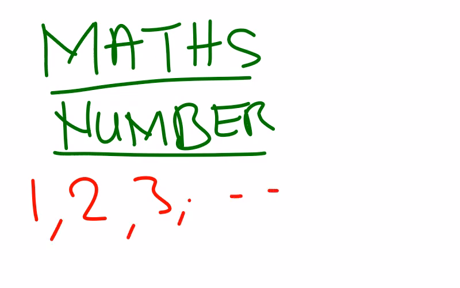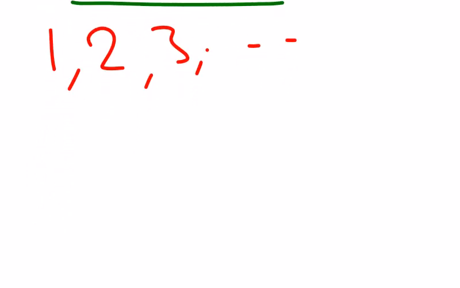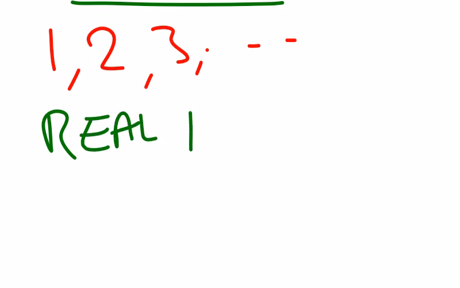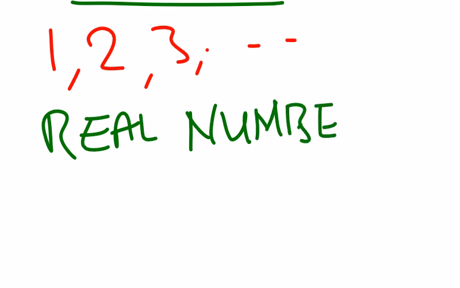But what are the different types of numbers? Let's start with real numbers. When we say real numbers, we mean those numbers that are real, or let's say those numbers that we know.